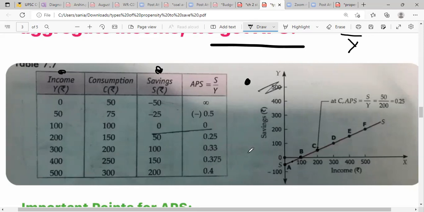Then for 50, it is minus 25. So for 50, 50 will lie here. It is minus 25. Then for 100, it is 0. For 200, it is 50. Like this, you'll carry on. Clear? Yes, ma'am.